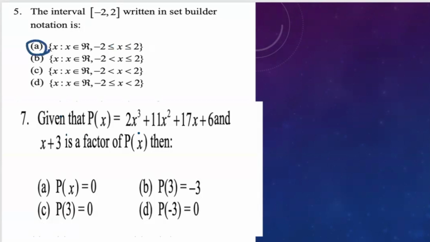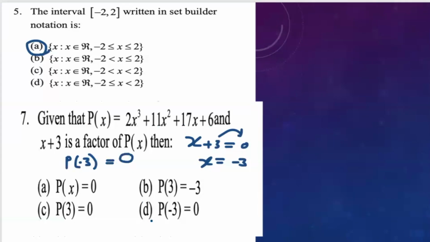So my answer is A. Now this says, given that p(x) equals 2x cubed plus 11x squared plus 17x plus 6, and x plus 3 is a factor of p(x), then which of the following is true? A factor means that the remainder is 0. So when I solve for x, I have x plus 3 equals 0. Carry over the plus 3, so I have x equals -3. When I substitute x to be -3, all this is saying is that when I work it out, I should get 0. So my answer will be D.